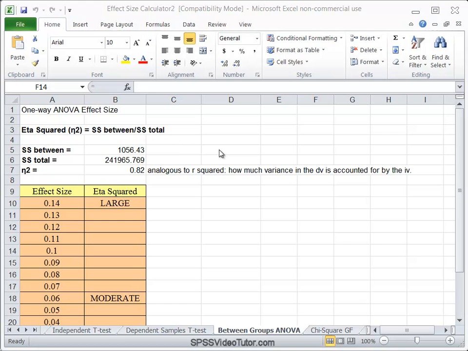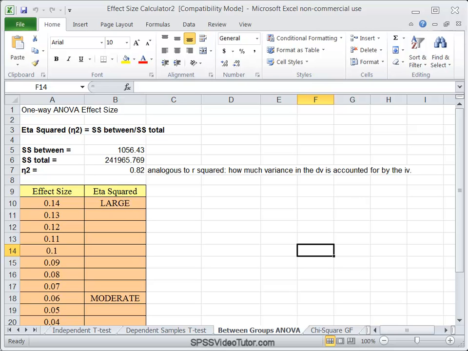Now, you will have an effect size calculator in an Excel spreadsheet. And essentially the way that you calculate the effect size or eta squared for the between groups ANOVA is by clicking on the Between Groups Anova and then putting in the sum of squares from the between in this box and then the sum of squares total in this box. And then you will get eta squared.